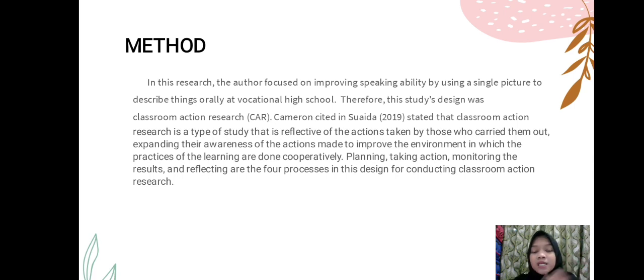Planning, acting, observing, and reflecting are the four focuses in the design of classroom action research.